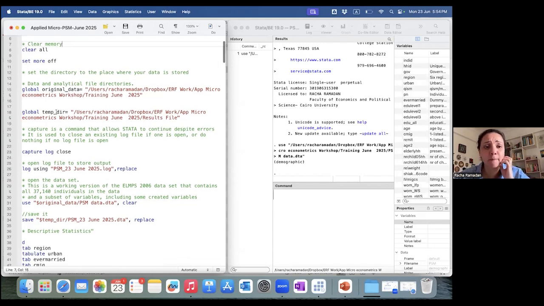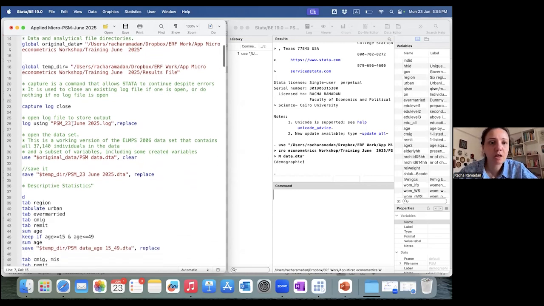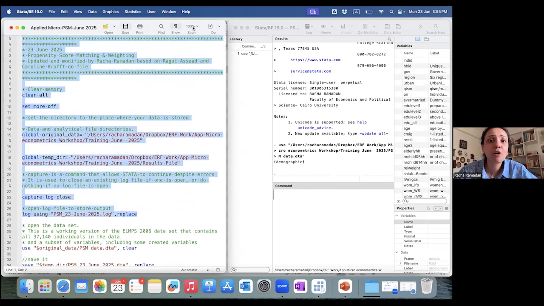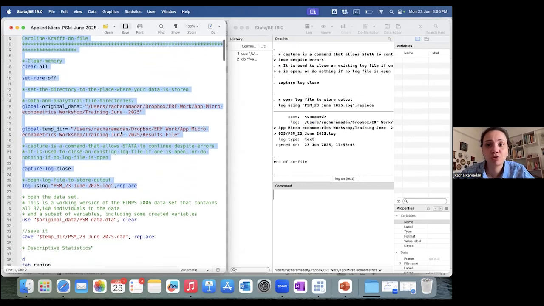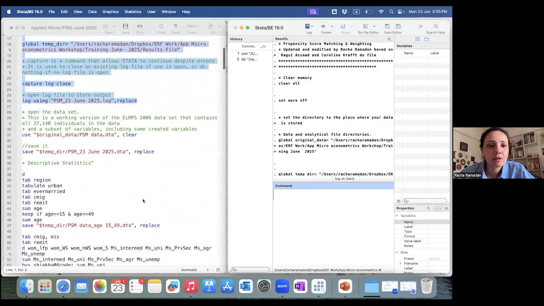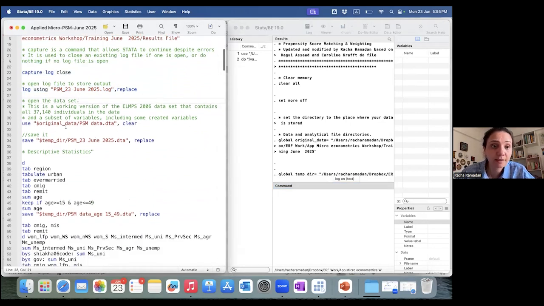Okay, so I specify to STATA where to find the original data and where to save this one. I open a log file to save all my results, and I name it with today's date.